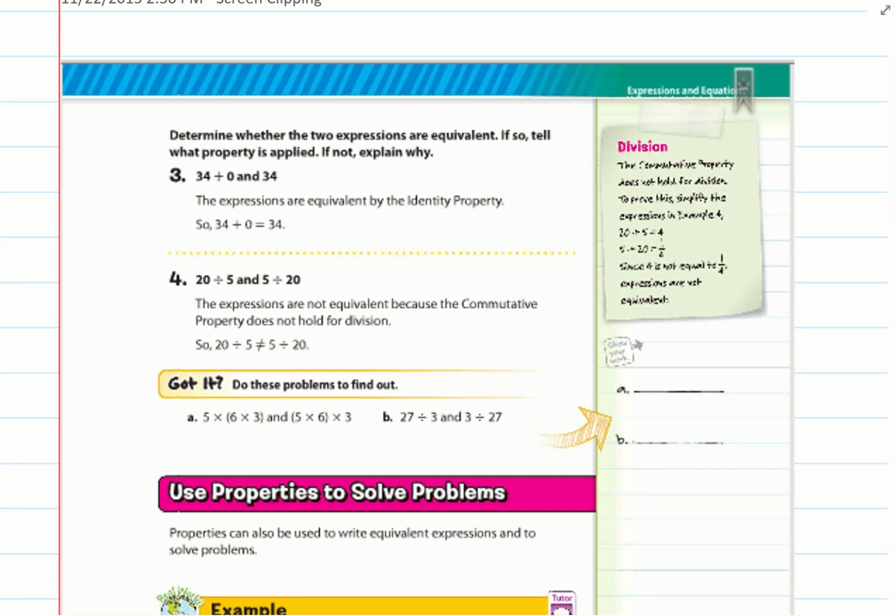Example 4, 20 divided by 5 and 5 divided by 20. So we have to remember these properties only work for multiplication and addition. So the property that would be used for this one, there's no grouping, no identity, so it's going to leave us with the commutative. But it says the expressions are not equivalent because the commutative property does not hold for division. So we have to remember these phrases and sentences.